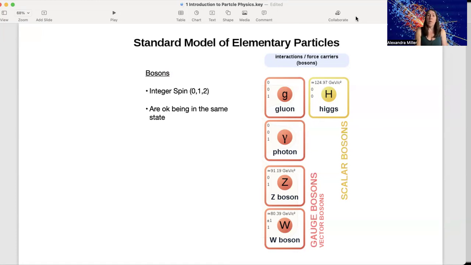These are our force-carrying particles. The gluon carries the strong force, the photon carries the electromagnetic force, and the Z and W bosons carry our weak force. More about that later. But for the purposes of this video, you really want to think about the bosons as having integer spin. And an important property of bosons is that they're okay being in the same state as each other, by which I mean the same quantum state. They're happy to hang out with each other. I think this might be clearer when we talk about fermions, which we'll learn are not okay being in the same state as each other.